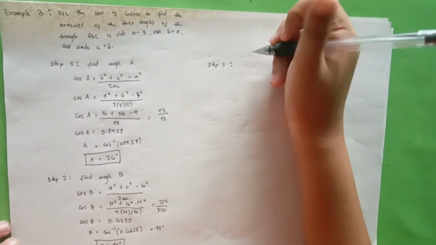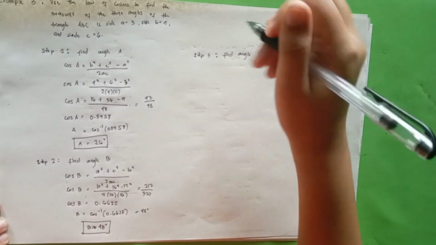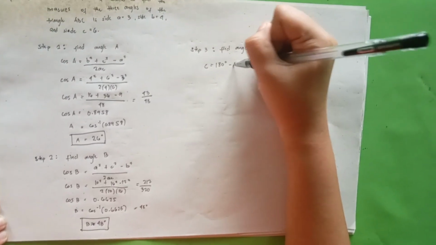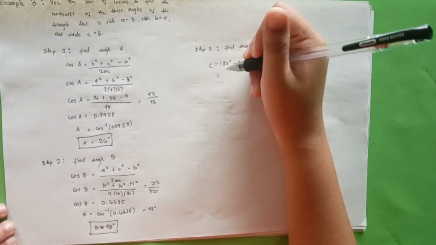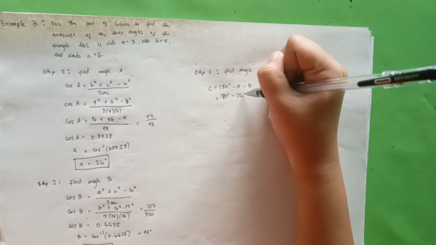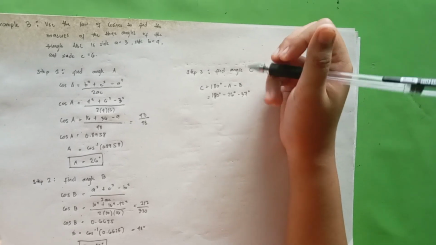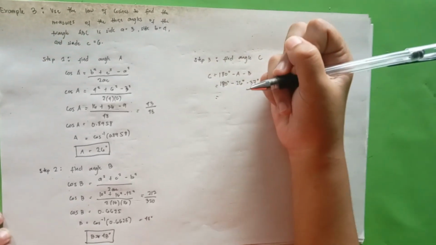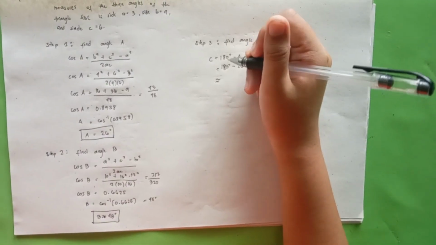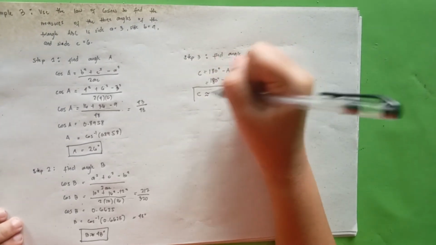Next is the third angle, or the angle C. C is equal to 180 degrees minus A minus B. 180 degrees minus 26 degrees minus 37 degrees is equal to 117 degrees.